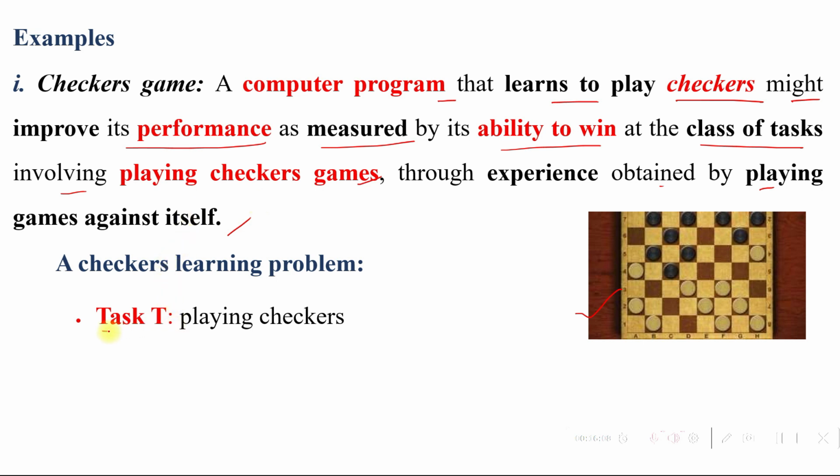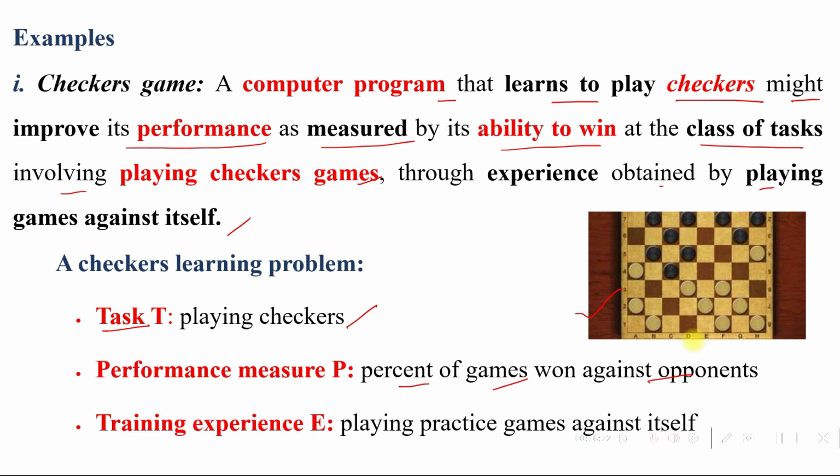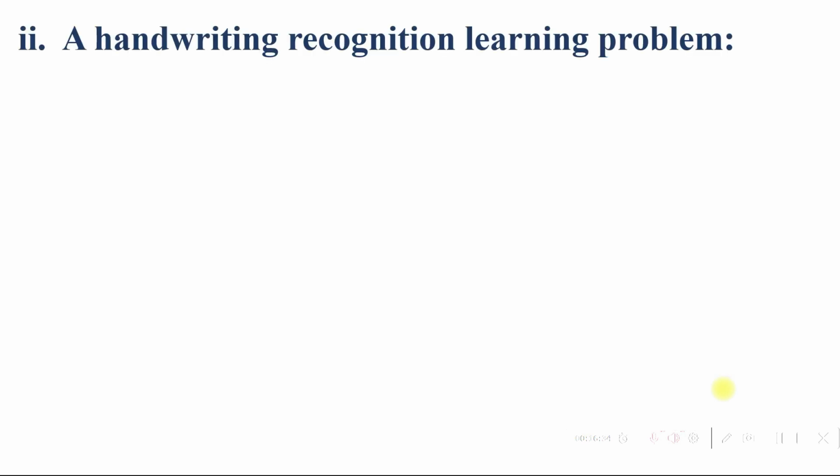One is task T. Playing checkers is the task of the checkers game. The performance measure P is the percentage of games won against opponents. The training experience E is nothing but playing practice games against itself.